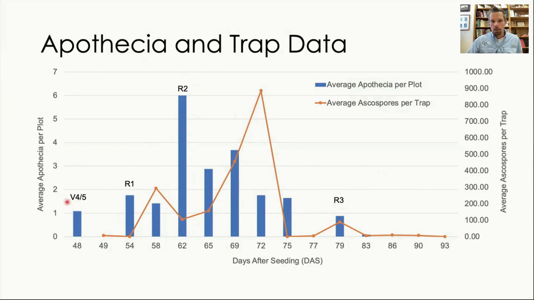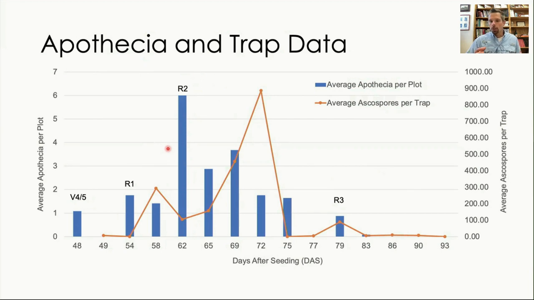And you can see there's a little bit of lag. We get the onset of these mushrooms, and then ascospores pick up, which makes sense. We have the mushrooms form, then we get those spore flights. And then as the mushrooms go away, we get fewer spore flights. Okay. So that's really interesting.